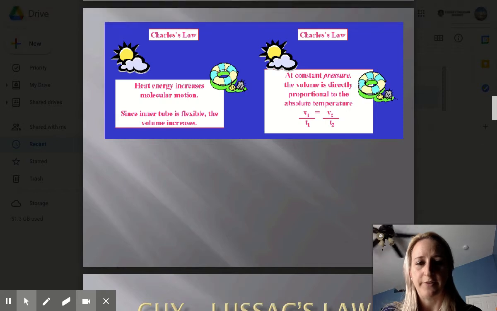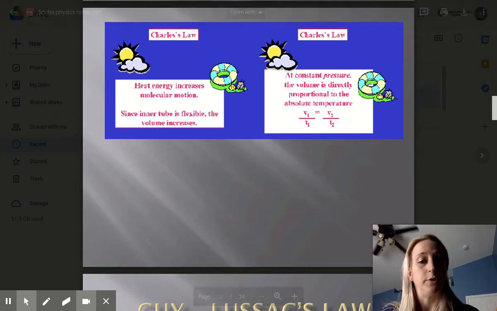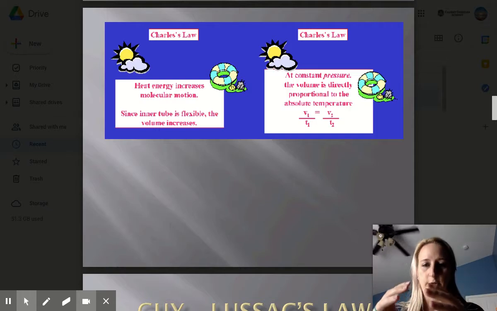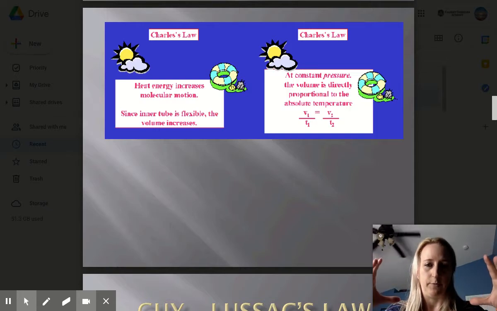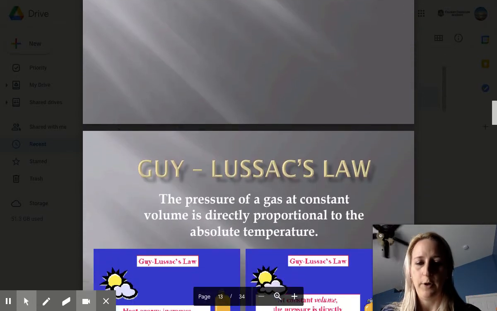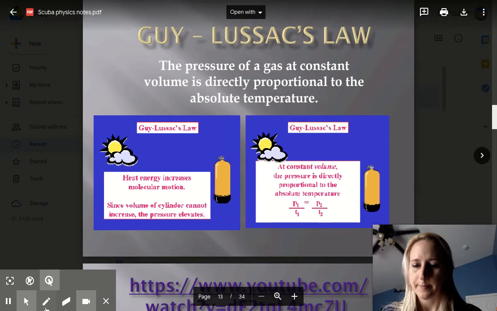So why do I need to review this? Well, if you have a flexible container, like an inner tube filled with air, what happens is you increase the temperature inside that, you therefore increase the pressure. You increase the pressure, you're increasing the volume. So you're increasing temperature, you're increasing the volume. But it's flexible, so you can increase this volume without a problem. But what happens when you have something like a scuba tank?